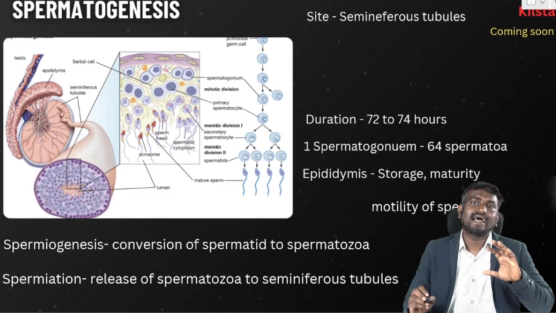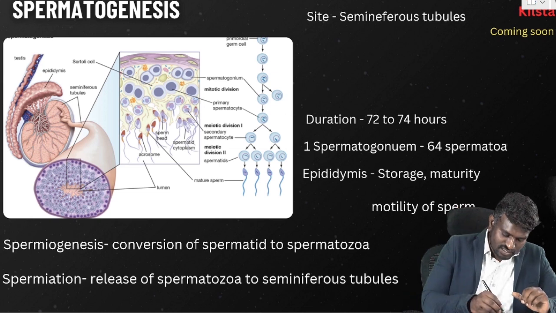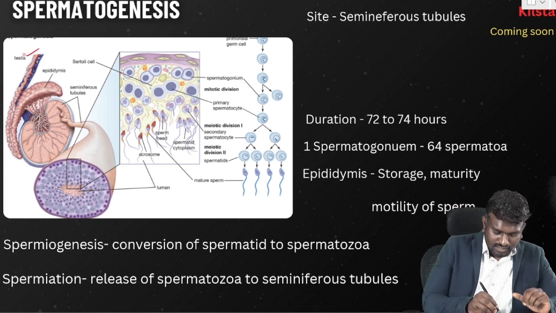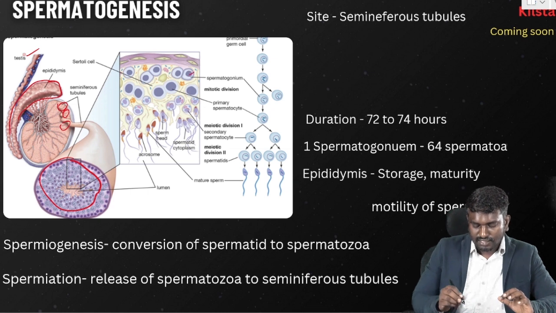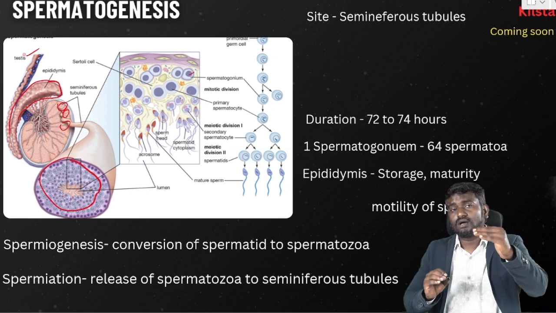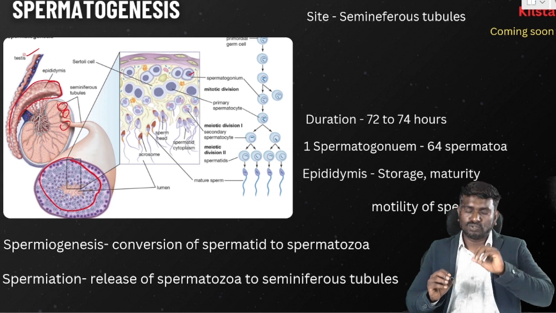Spermatogenesis. It happens in the testis. Here, this is the image of the testis. Here we can see the epididymis, and then classically also the seminiferous tubules. Now, when we enlarge this image over here, this is how it looks. Let's start. What are the processes happening in spermatogenesis?